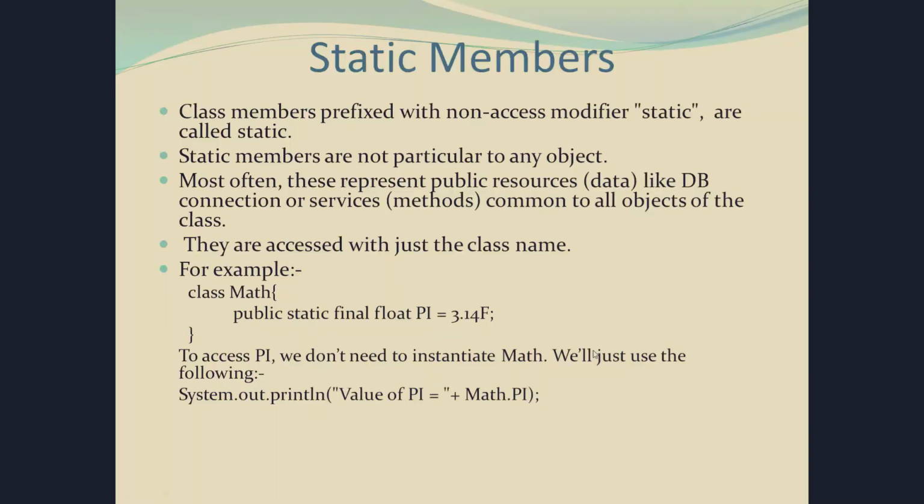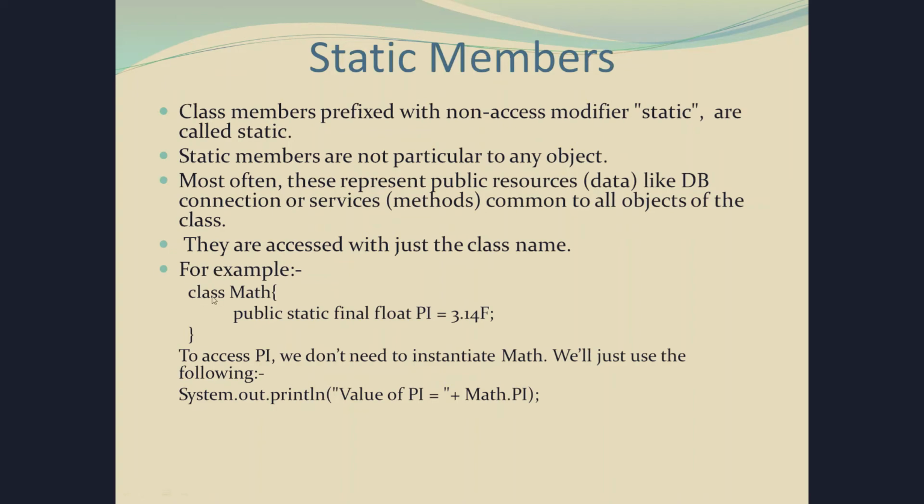So here is the definition of the static members of the class. If you declare any member as static in a class, it is called a static member of the class. And the static members are not particular to any object, as I told you earlier, that only the non-static variable will be encapsulated into your object. So static members are not particular to any object. They are accessed with just the class name. You don't need to create any object. So we can access static members directly with the class name.